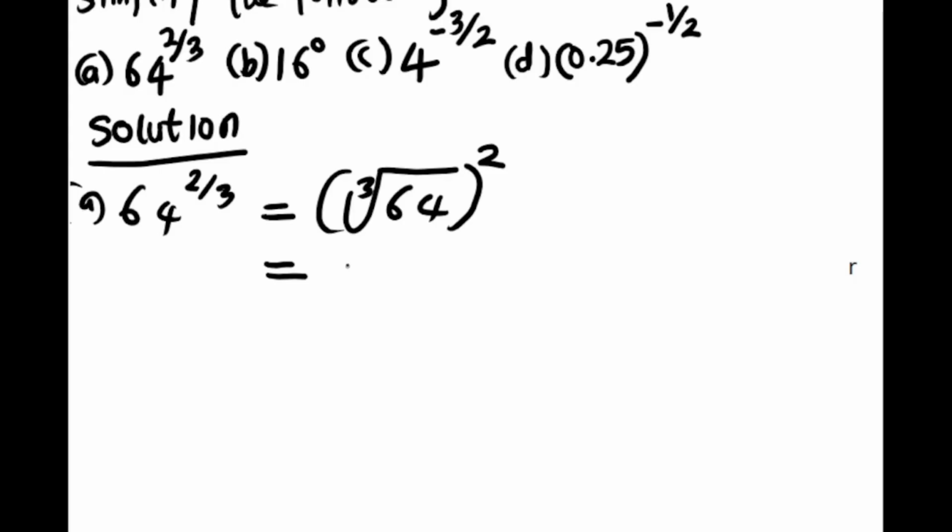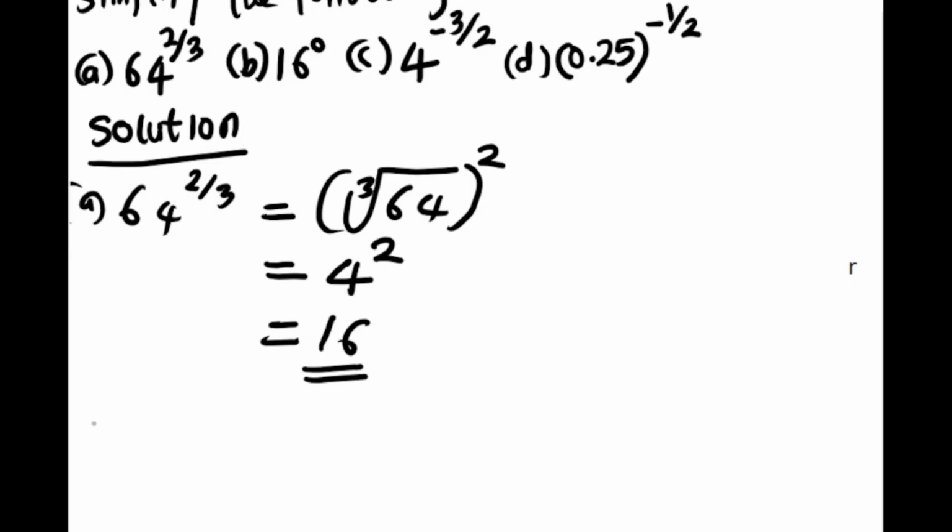So we have 4, then we have a power here, which is 2. So this is 4 raised to the power of what? 2. So here our final answer is what? 4 raised to the power of 2 is what? 16. So this is our final answer.